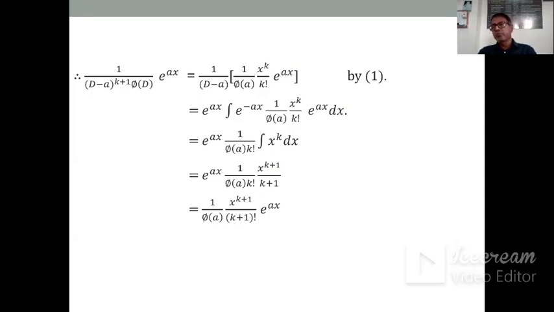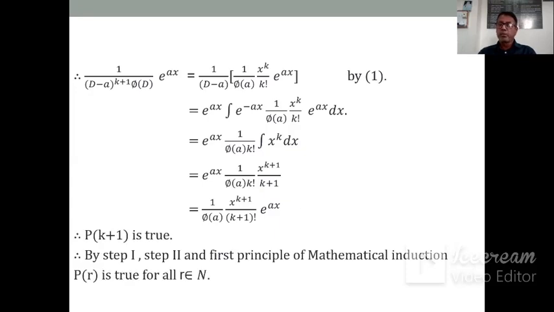In the statement of P(r), if we substitute r by k plus 1, then this is also true. To prove this, we have assumed that P(k) is true, and we have used this concept here. Therefore, finally, we can say that P(k plus 1) is also true. And therefore, by step 1, step 2, and the principle of mathematical induction, P(r) is true for all natural numbers. This completes the proof of this theorem.